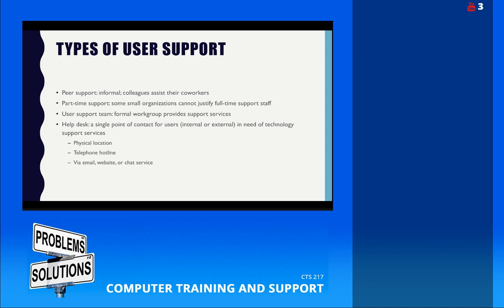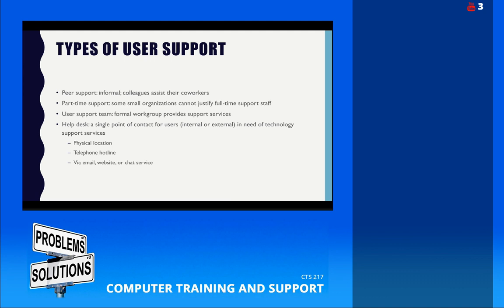And that's a single point of contact for users, both internal users and external users, which we have both here at CCC, in need of technology support services. And this could include any one of these or all three of these: a physical location, a telephone hotline, or email, website, some kind of internet communication medium, chat service, what have you.